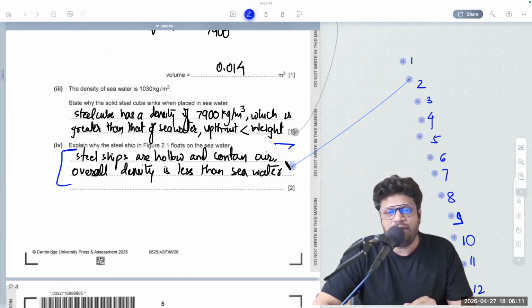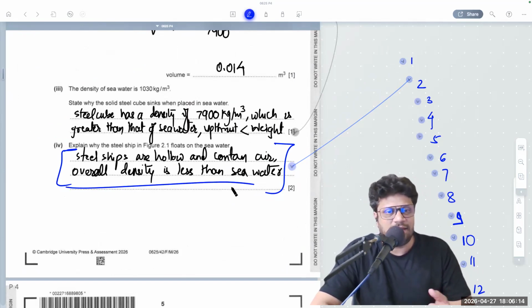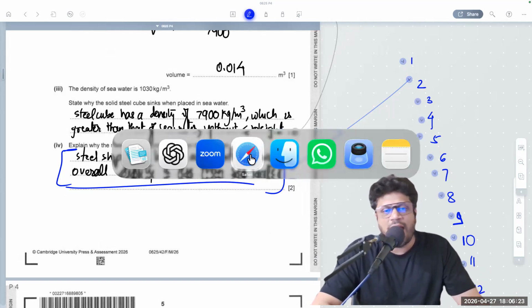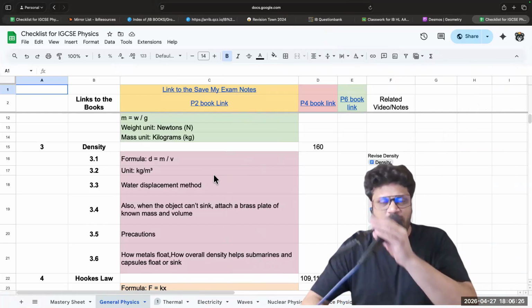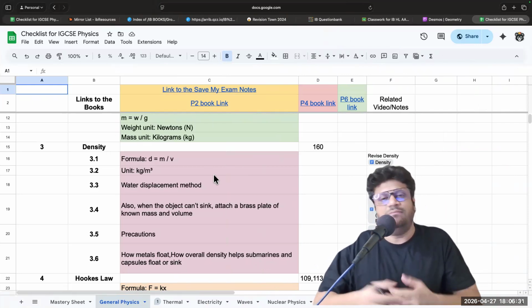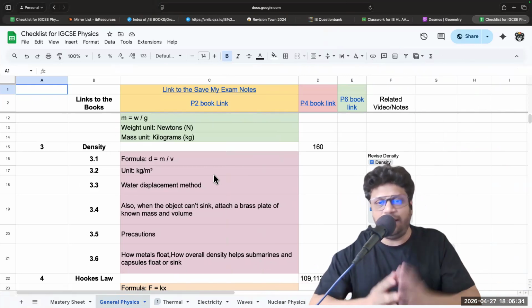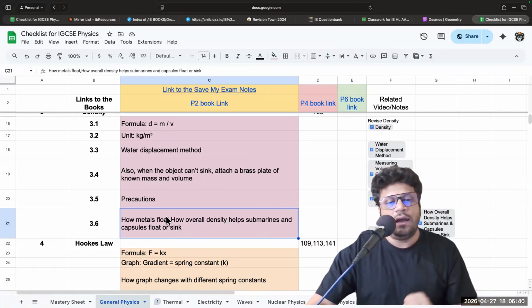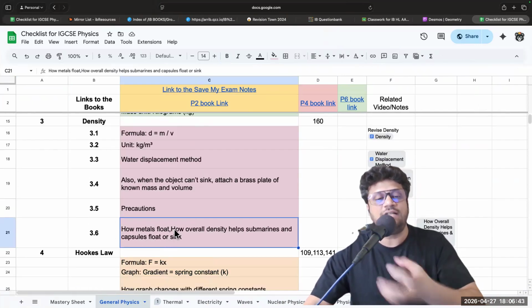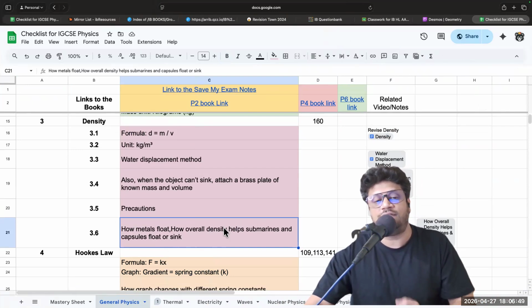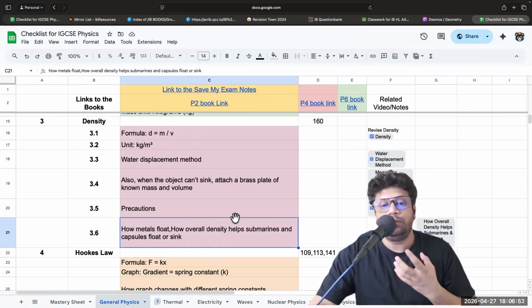This one is something which is again a very common IGCSE thing they do. A very commonly asked question. It has been asked many times. Why does a steel ship float on sea water? See, I go by checklist. I've got about 230 checkpoints that one should study in IGCSE physics. In videos later, maybe I'll give you the link to this checklist. But I want to show you something in here which I added a few years ago. Look at the 3.6 point, how metals float and how overall density helps submarines and capsules float or sink, is actually a checkpoint. So that's a very important thing.